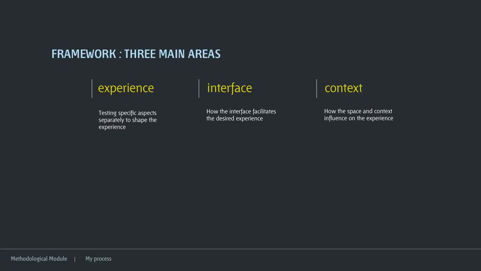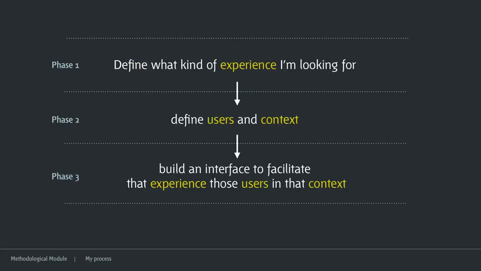To incorporate this into my project, I want to divide my project definitely into 3 different areas: the experience, the interface, and the context. Definitely what I want to start with is the experience, because I'm interested, as I told you, in how people operate, and what I want to achieve is also important, that first step. So phase 1 is going to be defining what kind of experience I'm looking for. Then, as phase 2, define the users and the context for that experience. And phase 3 is building an interface to facilitate that experience for those users in that context.